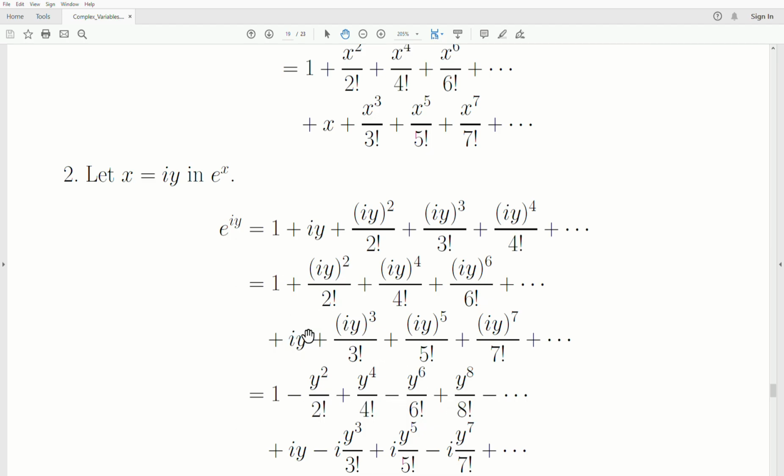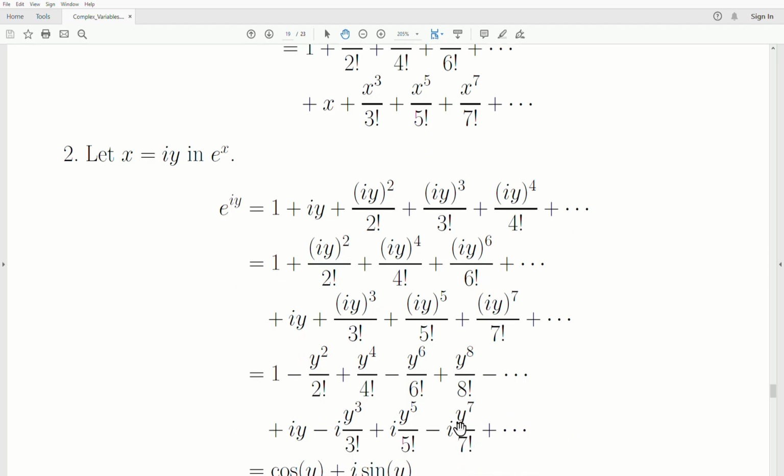But now let's look at this term. So iy comes down, iy to the 3rd. So of course we get y to the 3rd, but i to the 3rd is minus i, which is this. And i to the 5th would be i to the 4th times i. So you get plus i. So this term is here. Well, and then each term, alternating signs.